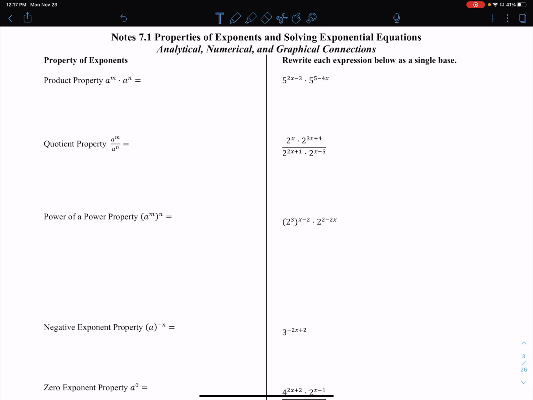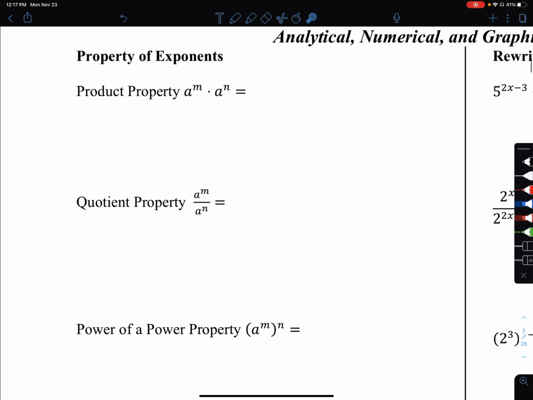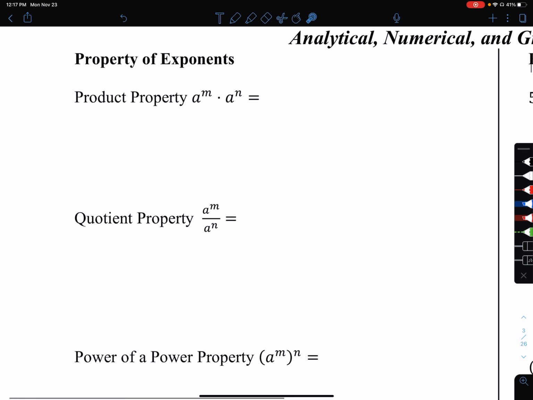Pre-AP pre-calculus, section 7.1 notes, looking at properties of exponents and solving exponential equations. In this first video, we're just going to focus on the properties of exponents. The fear is that these properties seem easy, because they are easy. But when you try to apply them, they can get difficult quickly.